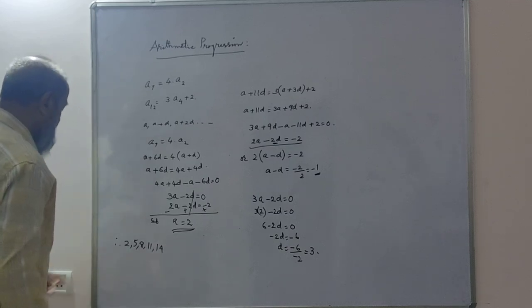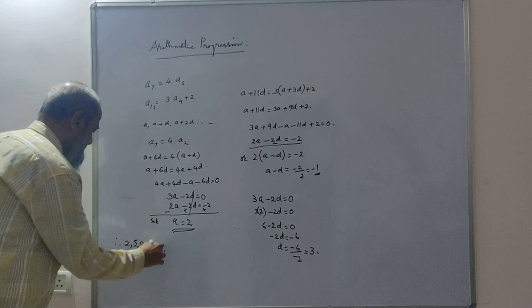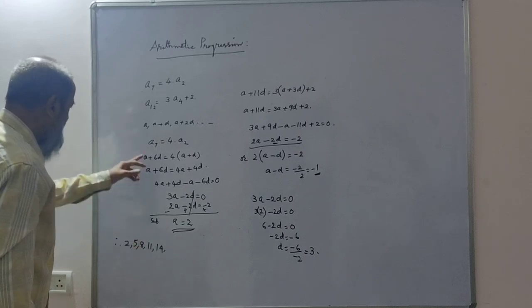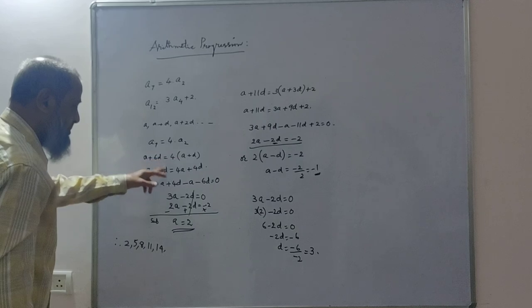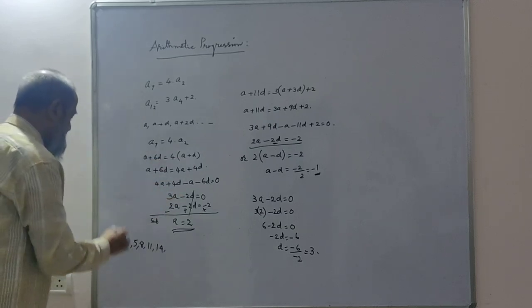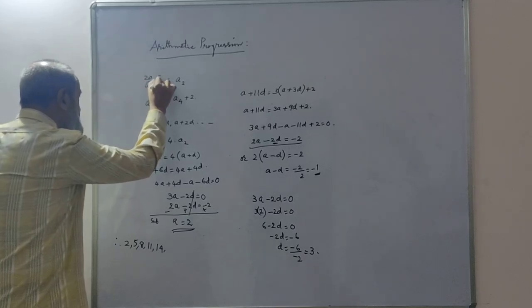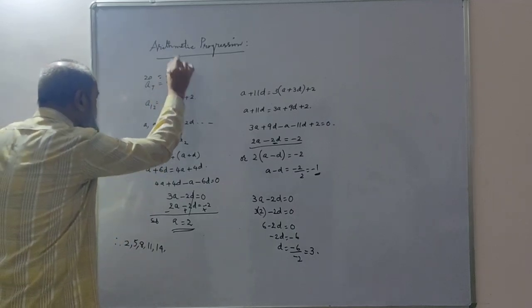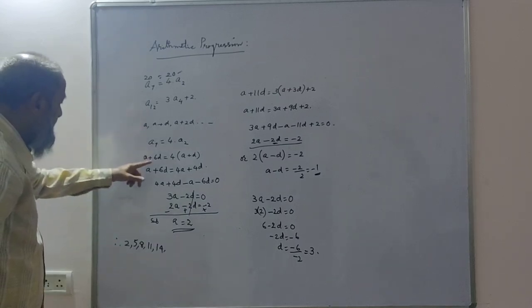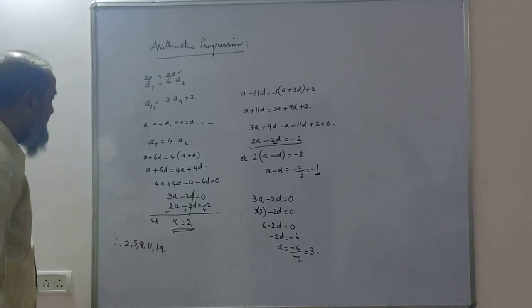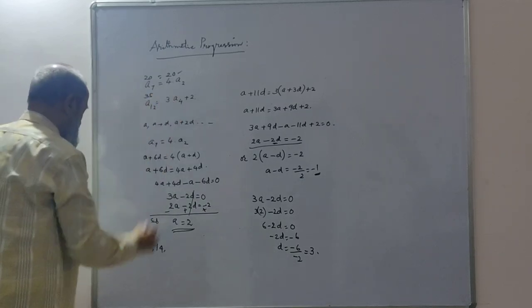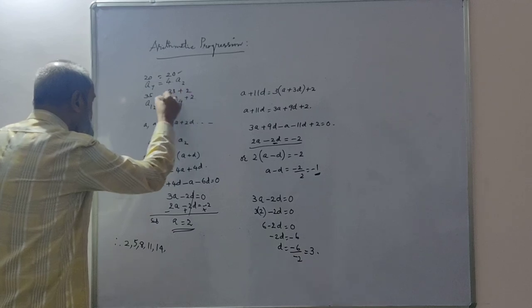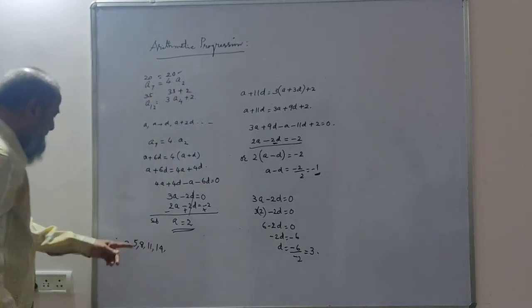Now you check. A7 will be a + 6d, which is 2 + 6 into 3, that is 2 + 18, so A7 will be 20. What is A2? A2 is 5. 4 into 5 is 20. It gets balanced. This is correct. A12 will be a + 11d, that is 2 + 33, which is 35. Now 3 into A4 is 33, plus 2, that is also 35, so they get balanced. So our answer is correct.